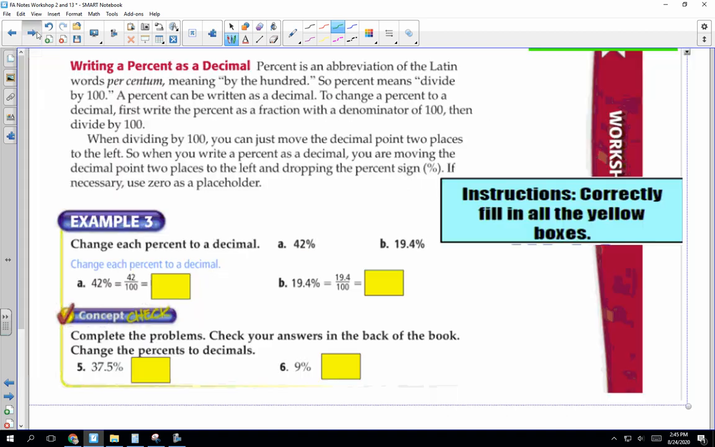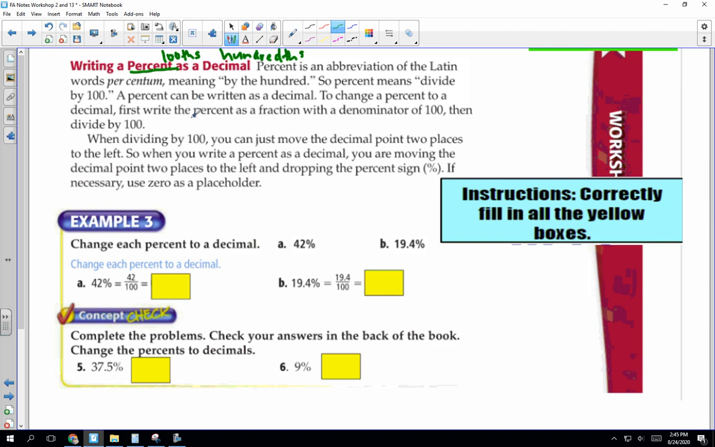Okay, we're going to do some practice problems. Oh, even better. We're going to write a percent as a decimal. Yay. So percents are always in the hundredths. Percent is abbreviation of the Latin words per centum, meaning by the hundred. So percent means divide by 100.